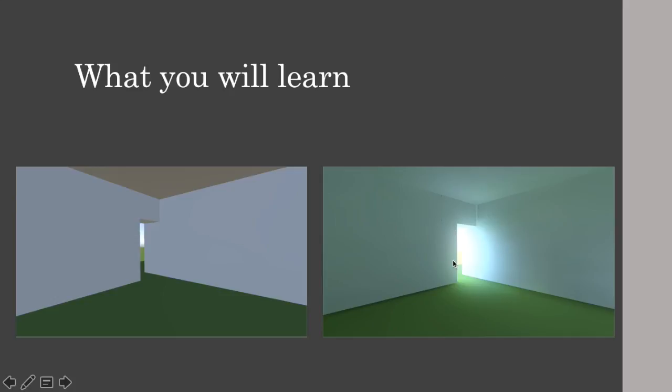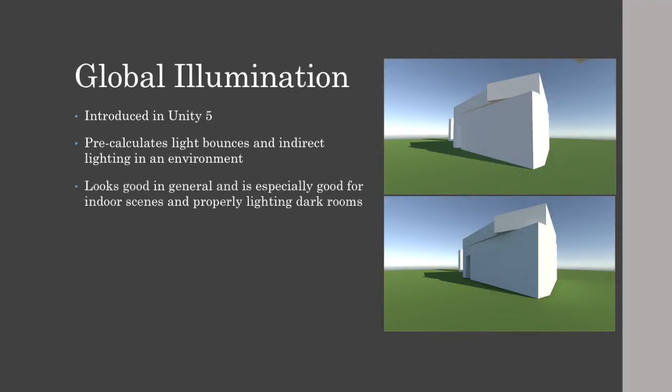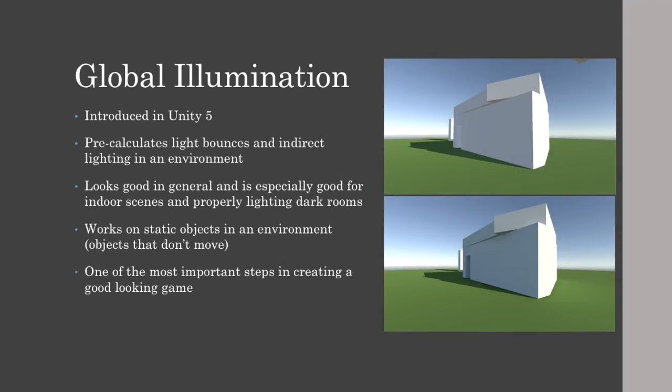So one of the first things that you need to know about in order to get good aesthetics in Unity that you might already be familiar with is global illumination. So this was something new to Unity 5, basically where you can pre-calculate all of the light bounces and indirect lighting in an environment. So as you can see here, this is the default Unity scene with no global illumination, and then down here is where we have some global illumination.